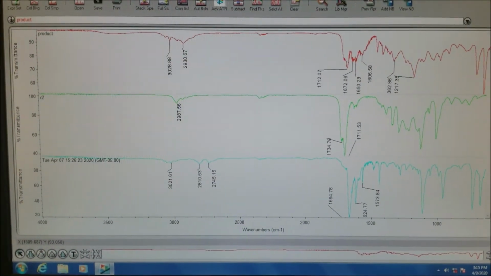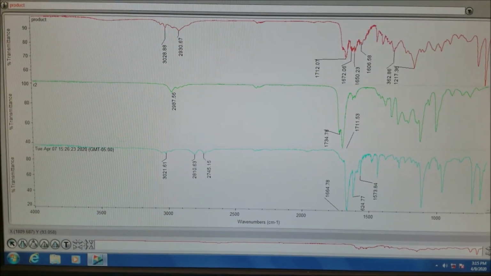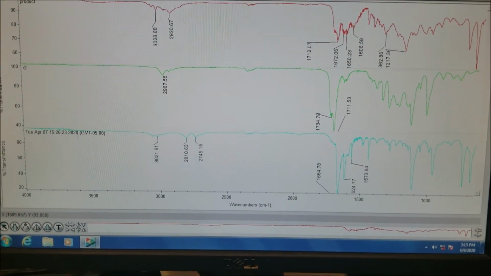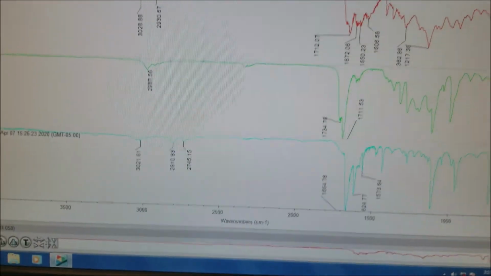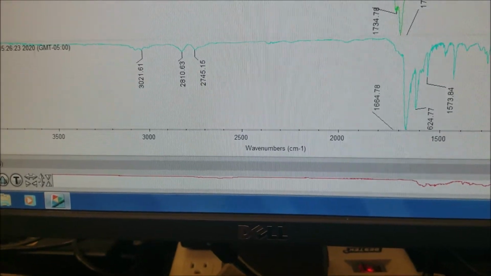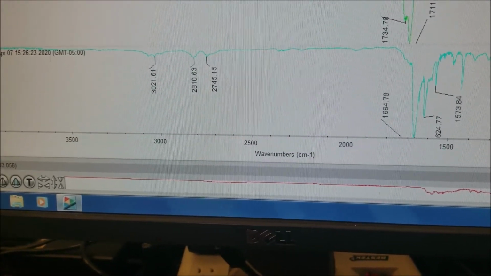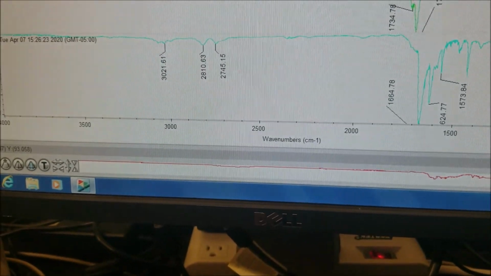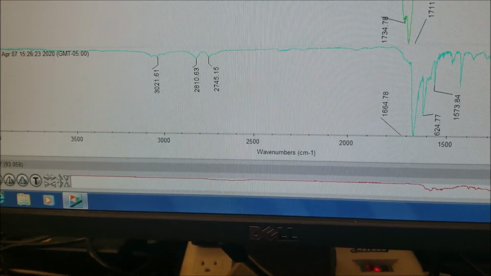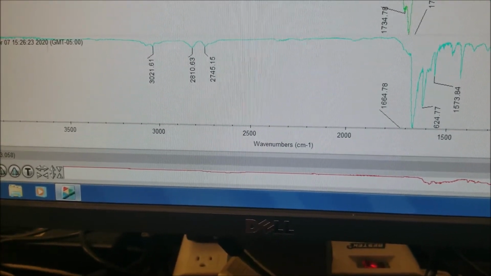So the top spectrum here is our product. The bottom two: the middle one is ethyl acetoacetate, and the bottom one is trans-cinnamaldehyde. Let's look at these each individually. So the bottom one, you notice there's a peak at 3021. That is most likely from the phenyl group in our cinnamaldehyde.